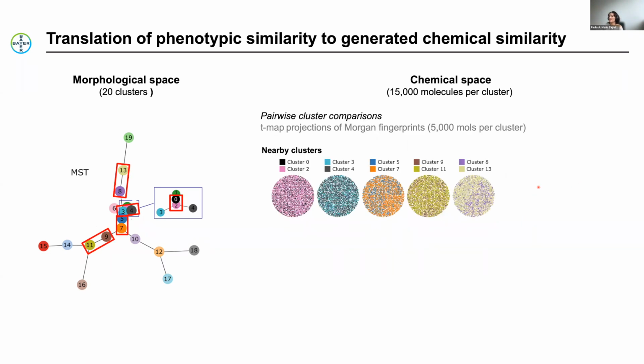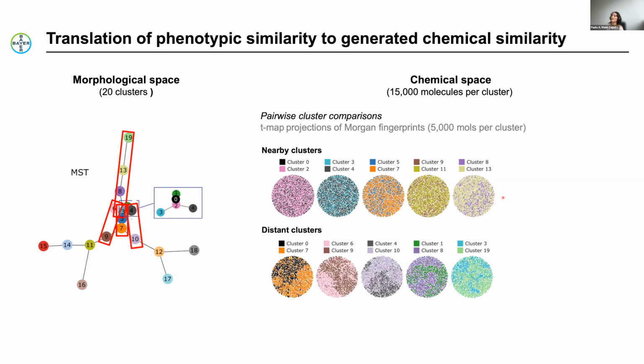And as another visualization of basically the same results, we also took nearby clusters from the minimum spanning tree and projected the generated chemical space using TMAP projections. What we see is that if we take consecutive or adjacent clusters in the phenotypic space, the chemical space is not very well differentiated. However, when we take distant clusters in the morphological space, we see a clear segregation between the two groups in the chemical space, which is also very encouraging.